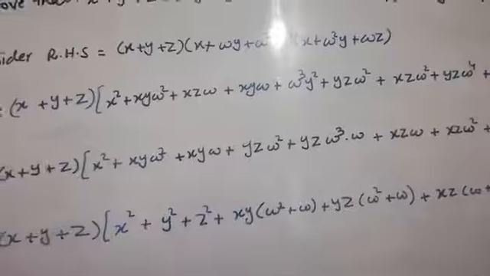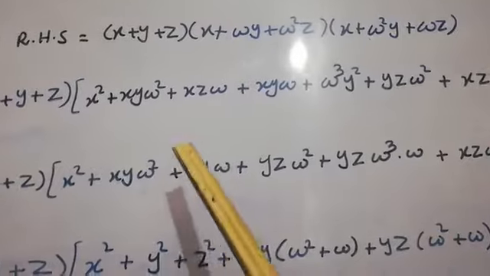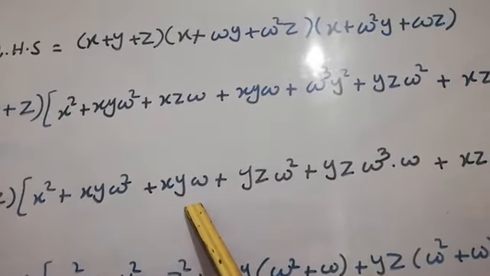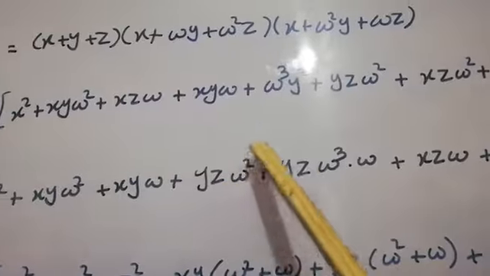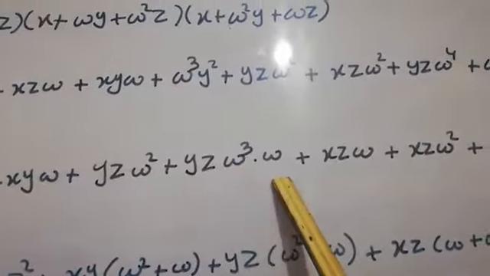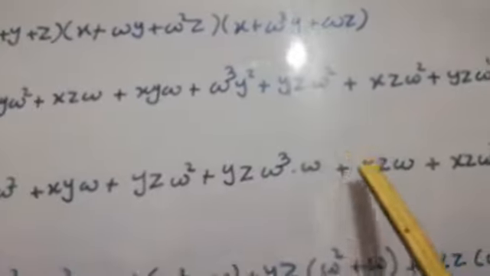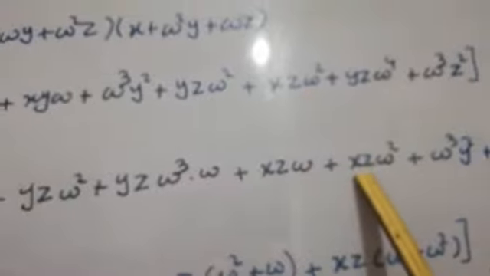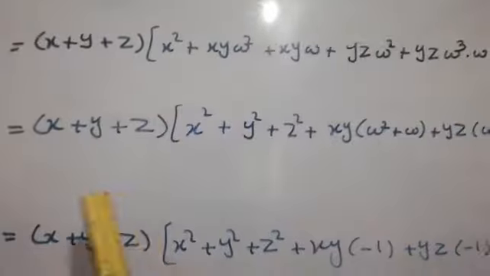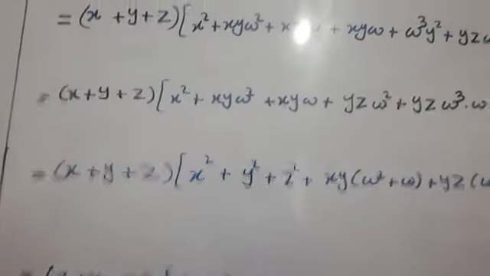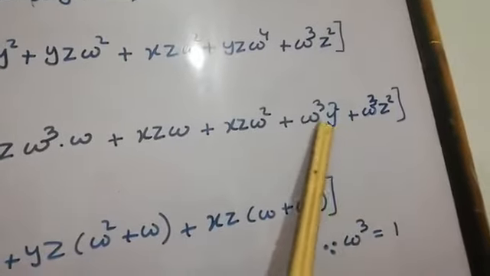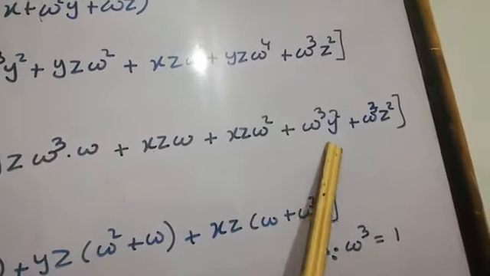And then we will arrange these values like this: x square, xy omega square, and xy omega. Like terms, we will combine like terms. Now yz omega square and yz omega 4. Omega 4 can be written as omega cube into omega. And now write xz omega and xz omega square. And now we will write omega cube y square and omega cube z square. After arranging these values, you can see that omega cube is written with y square and z square. So omega cube equals 1, so we will write it as y square and z square.